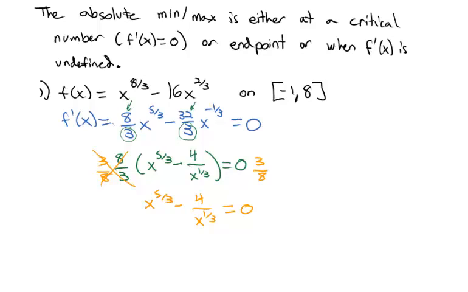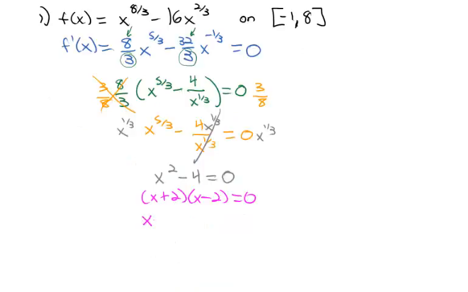Then to make life easier as we solve, let's clear that denominator by multiplying each term by x to the 1/3. When we do, we get x to the 6/3, or x squared, minus 4 equals 0. Now you can see pretty quick that's x plus 2, x minus 2 equals 0. And so we now have our critical points, x equals negative 2 and x equals positive 2. These are two possibilities about where the min or the max could occur.